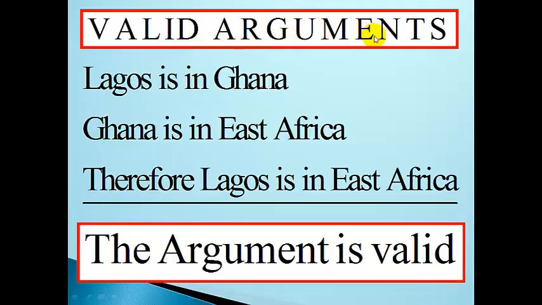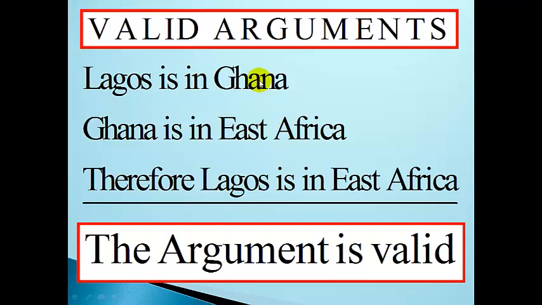Now let's look at valid arguments. Here the statement can be false, but the argument can be valid. Let's take note of this. Lagos is in Ghana. Ghana is in East Africa. Therefore, Lagos is in East Africa. Now, Lagos is not in Ghana, but that is not what we are talking about.